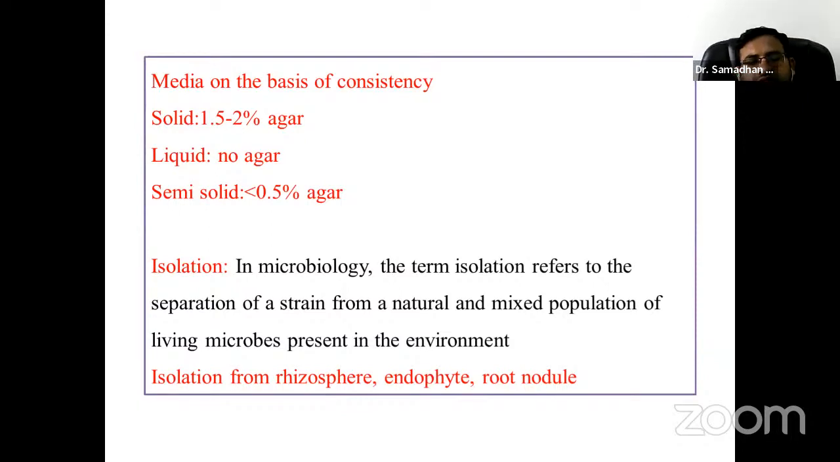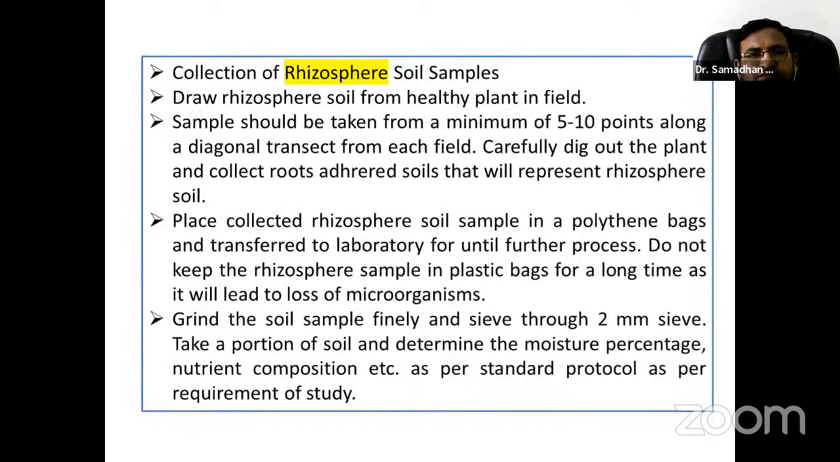Then another topic in the process is isolation. So what is isolation? In microbiology terms, isolation refers to the separation of a strain from a natural, mixed population of living microbes present in the environment. It can be from the rhizosphere, endophytes, root nodules, any water sample, or any niche of the environment. So we will see one by one.